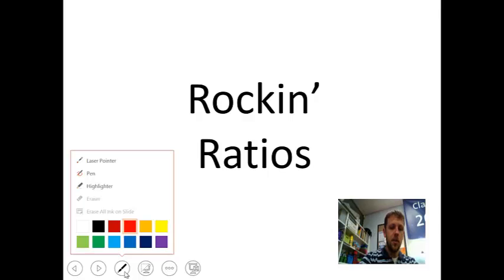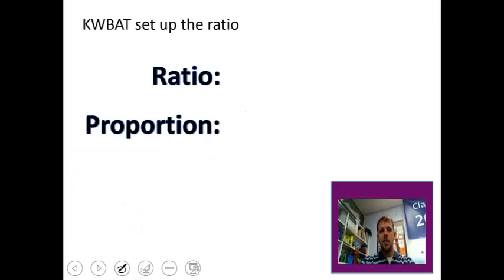So the one thing that you need to know about ratios is that they're a comparison between two numbers. So you've seen them like this. You've seen them like this as a fraction. And you've possibly seen them with a colon. All right? Don't forget that there's many ways to write those.